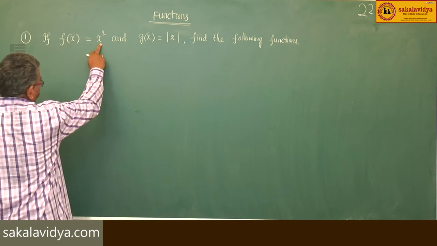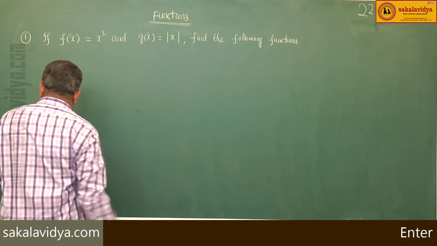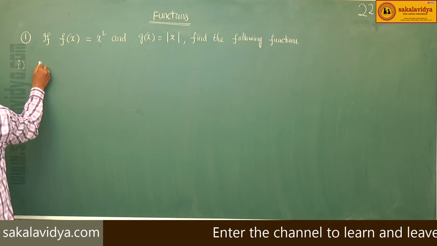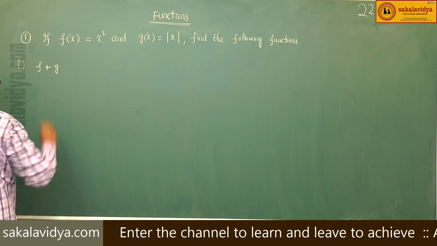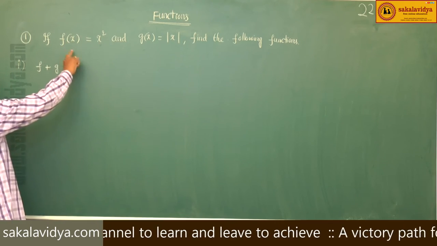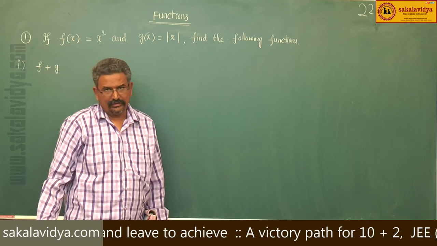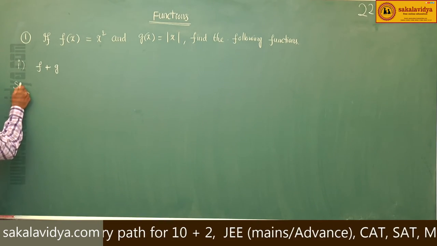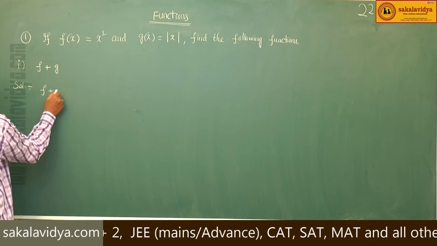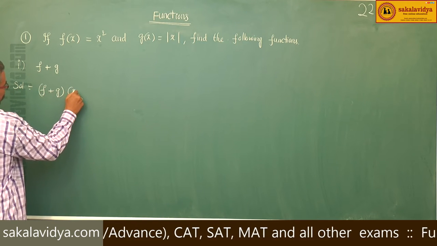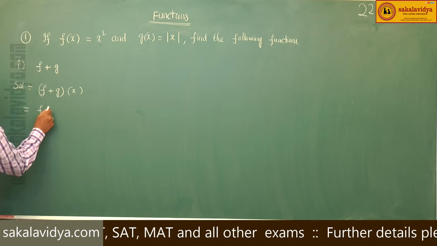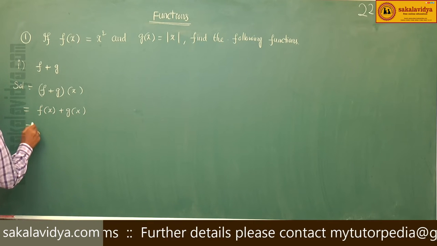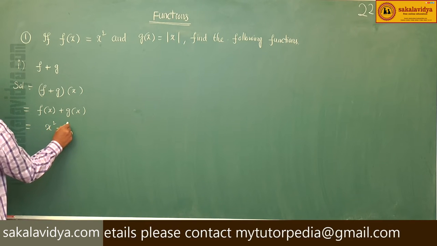F of x is equal to x square and g of x is equal to mod x. So the first one is f plus g, we have to find out. Domain of f, domain of g is R only. So the domain of f plus g is also R. That's why now f plus g of x we have to find out. As per the definition, f of x plus g of x. This f of x is x square, this is mod x.